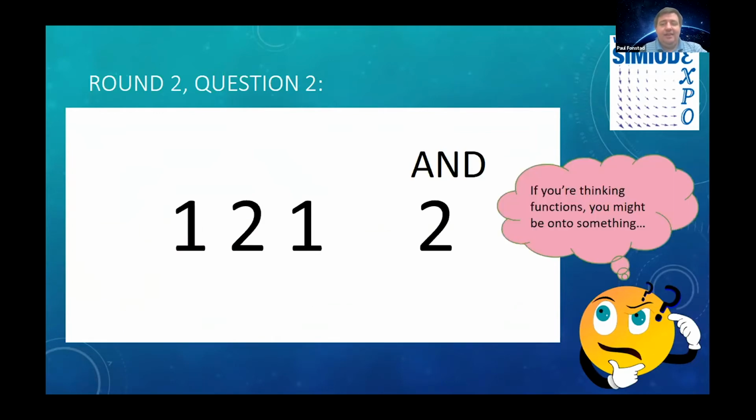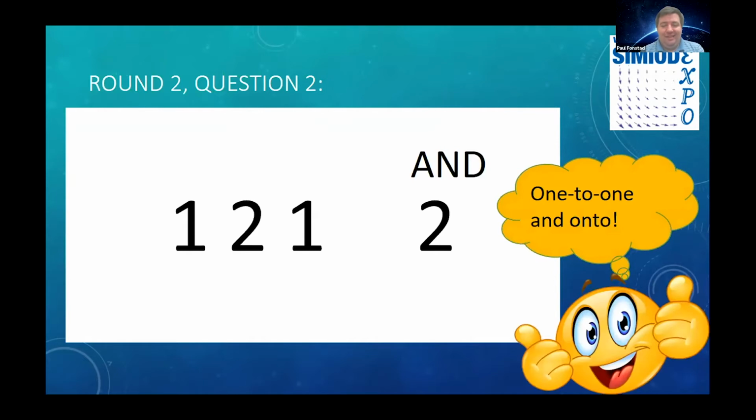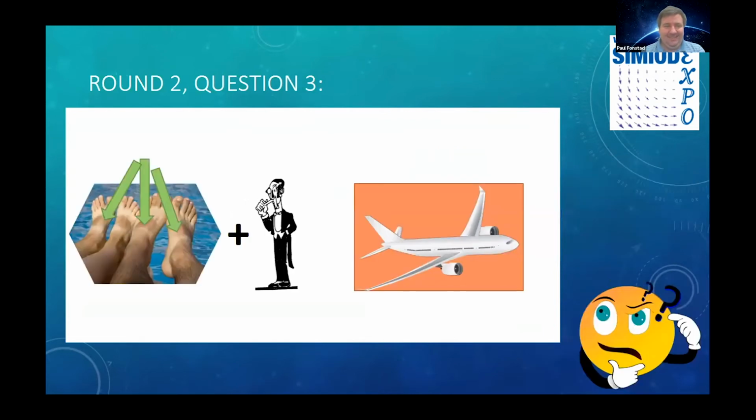And the hint is, if you're thinking functions, you might be onto something. Any guesses as to what this one is? Yep, first part is 1-to-1. Yeah, the phrase is bijection. It's 1-to-1 and onto. So, okay, number 3.